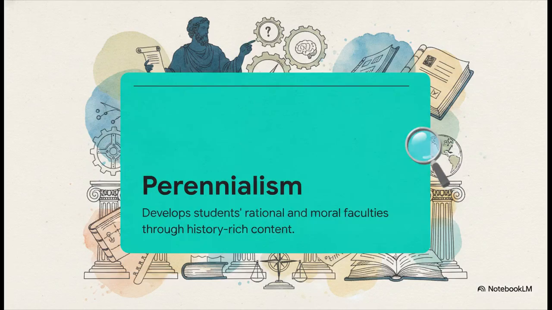Moving on to our third framework, perennialism. If progressivism is about adapting to the future, perennialism is about returning to our timeless human nature. It roots itself in Aristotle's famous idea that humans are, above all else, rational beings. Therefore, a school's absolute top priority is to develop the students' rational and moral faculties.